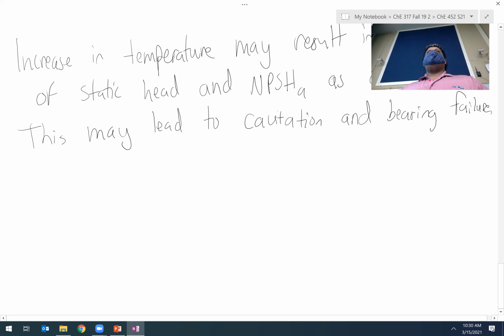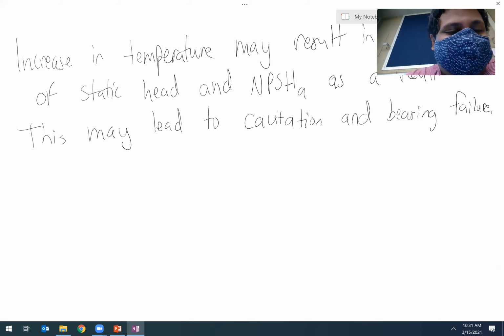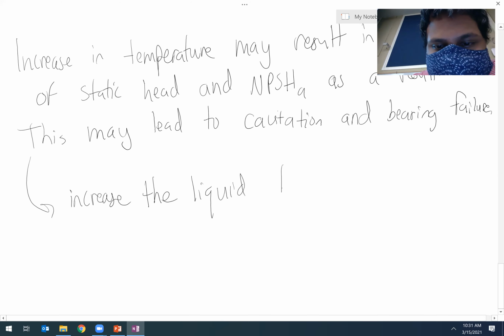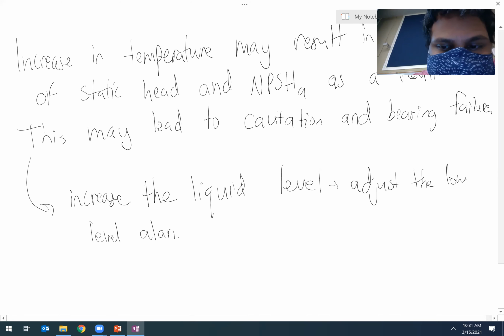You guys don't know? First you're blaming maintenance, now you're gonna have to call maintenance. Increase the liquid level. Make a note on the process that liquid level may need to be increased during warm weather. And adjust the low level alarms during warm weather.